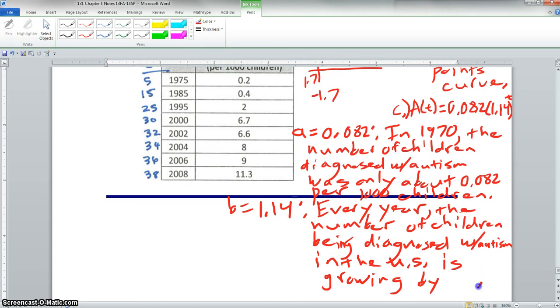Okay. So what you were supposed to do here was make this 114% minus your 100%. And that will leave you 14%. So that is how much it's growing by, 14%, and we're done.